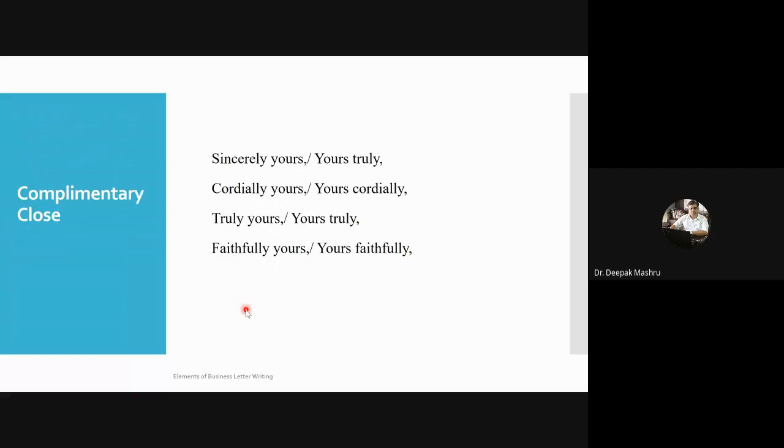Make sure which letter is capital and which letter is not capital. The most common mistake I have found in letters is when students write yours faithfully. I don't know why, but they put an apostrophe after the S and make the F capital. This should not be there, mind it.